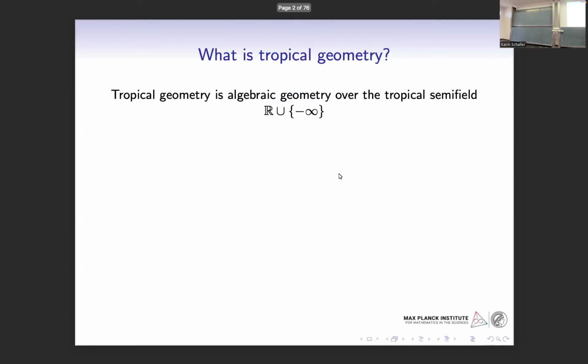Okay, so start with, again, what is tropical geometry? So we heard two slogans from Angie on Monday. The first was: tropical geometry is algebraic geometry over the tropical semifield, the real numbers with negative infinity.